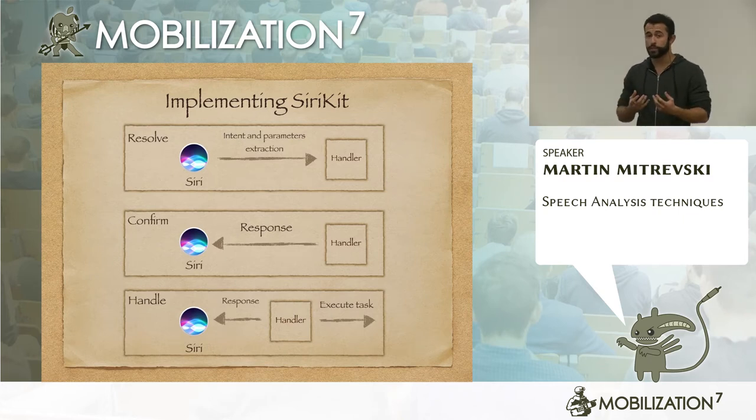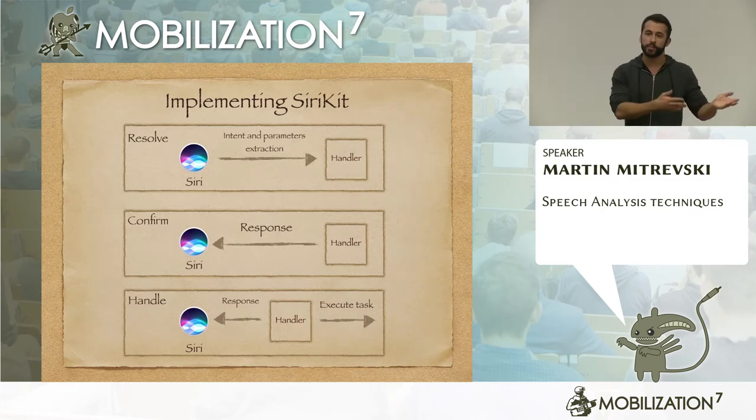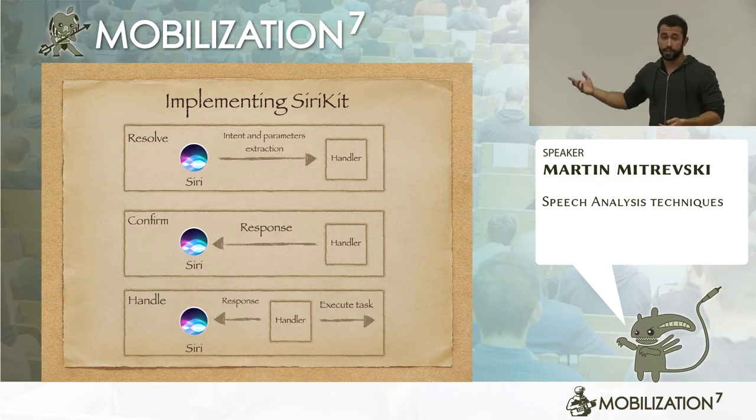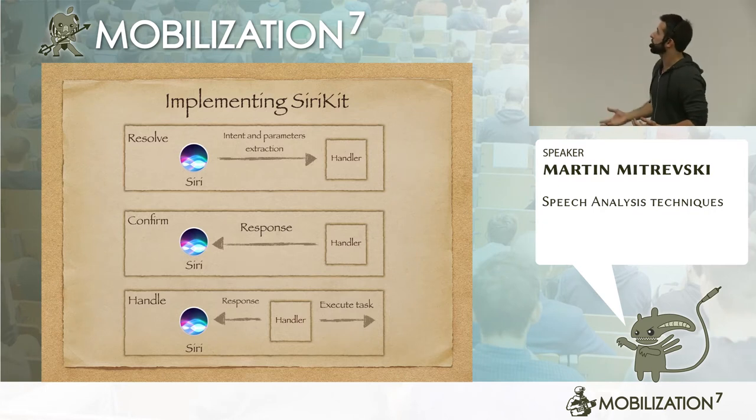After everything is resolved and we have enough information, we are giving some suggestion. For example, if it's a ride, we want to give a suggestion that we can offer you this ride from here to here, coming in, let's say, 10 minutes for this price. And then this is the confirm step, where the user has to confirm that this ride is okay for me and I want to reserve it.